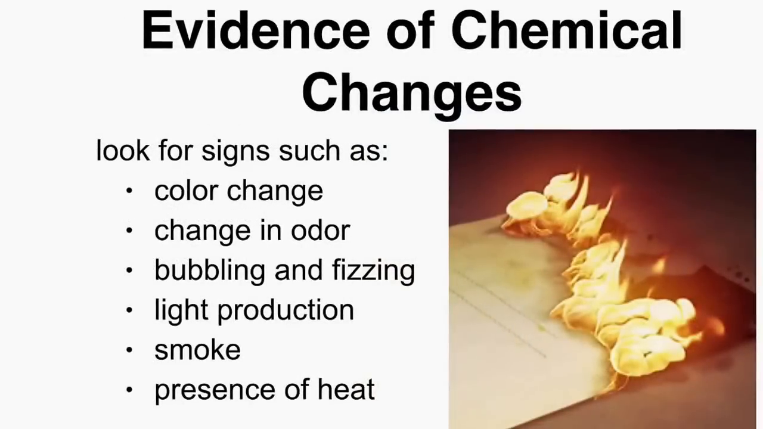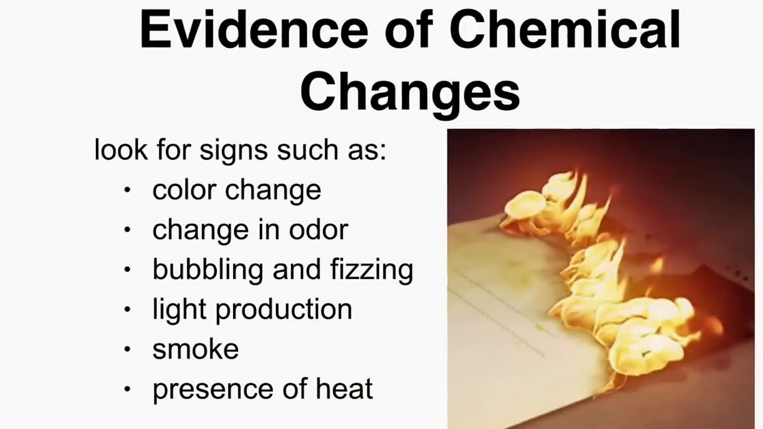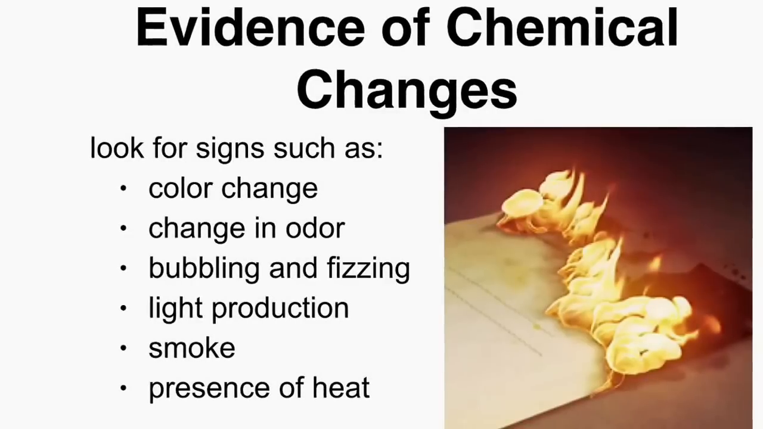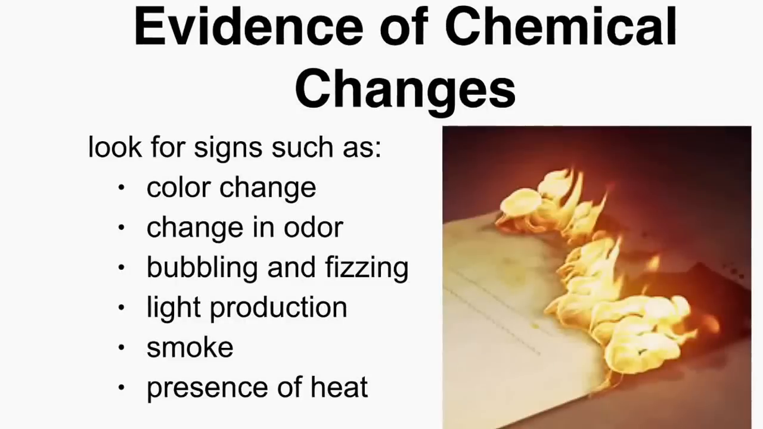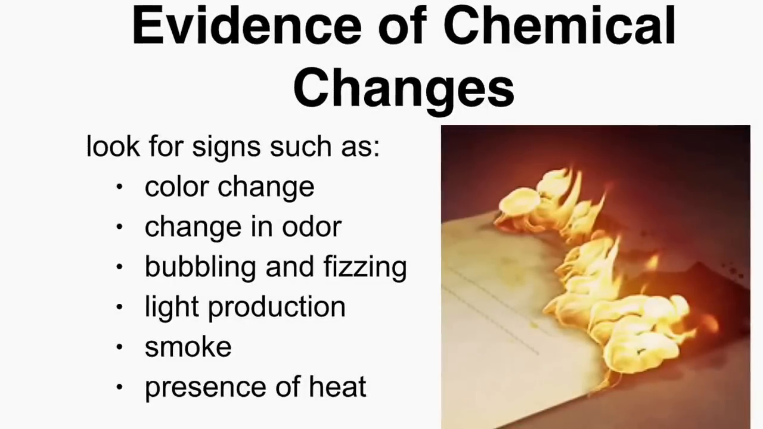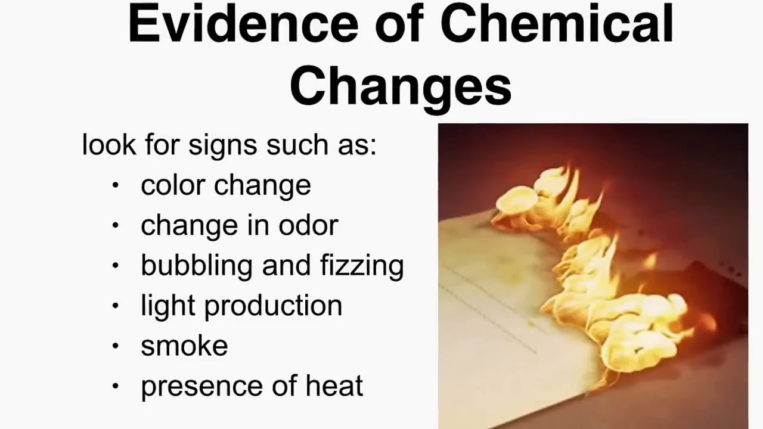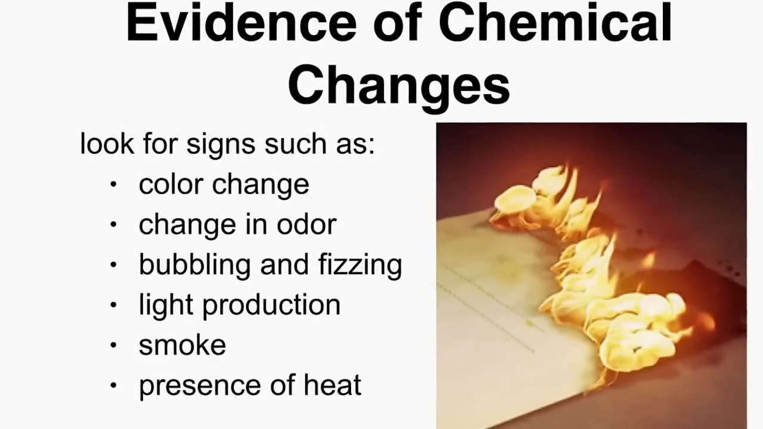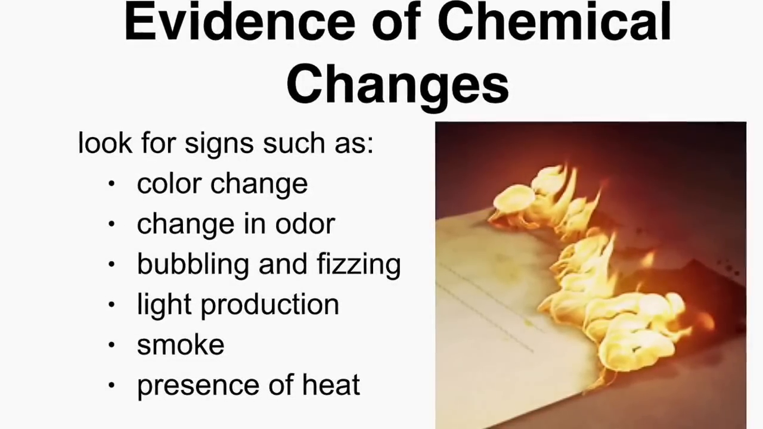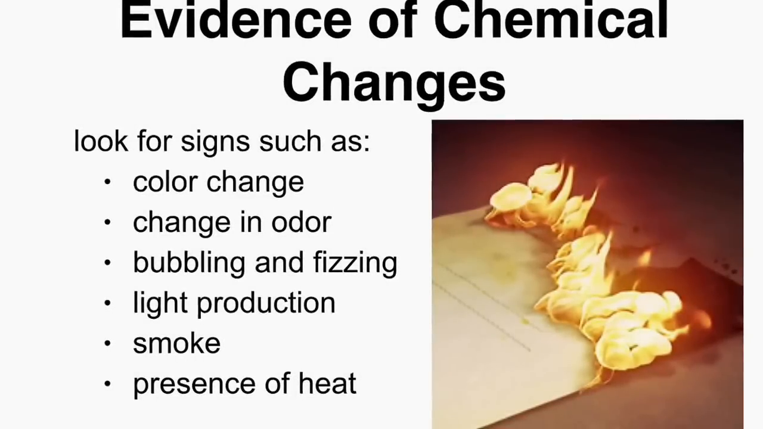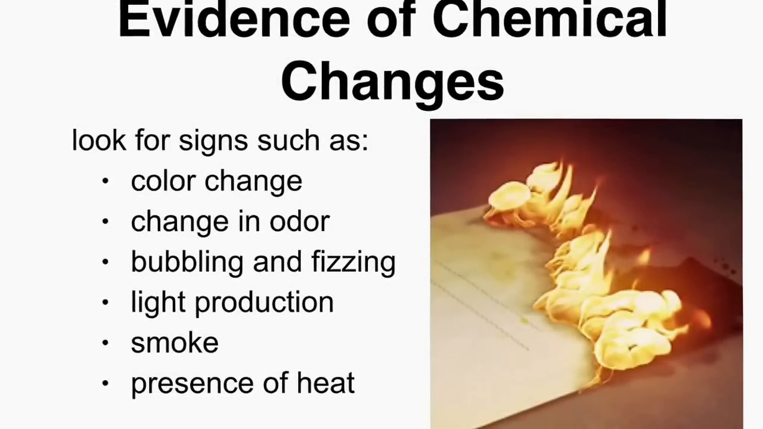We know a chemical change has taken place if we see things like changes in color or odor, if there's bubbling or fizzing, if light is produced, smoke happens, or even if heat is generated. Notice in the example here, this paper is on fire. It's changing color, it's turning black. If you were there, you could smell the paper burning. Smoke is produced. We see light. You could feel the heat appearing. This is a chemical change.